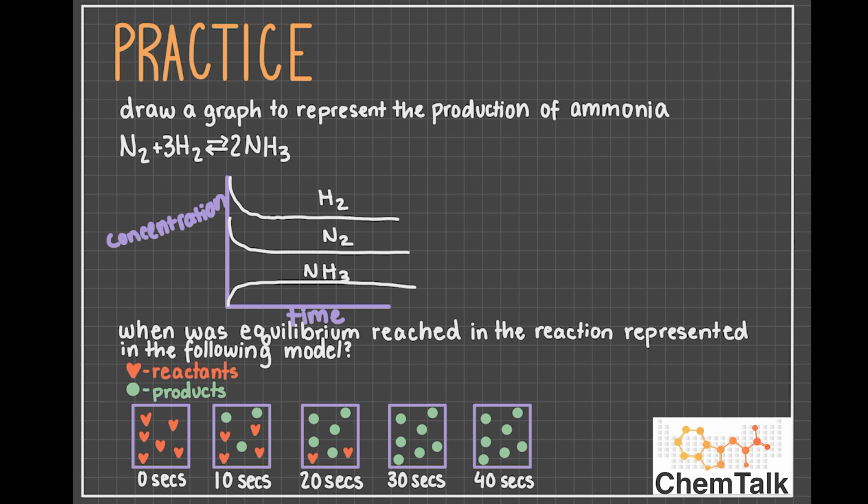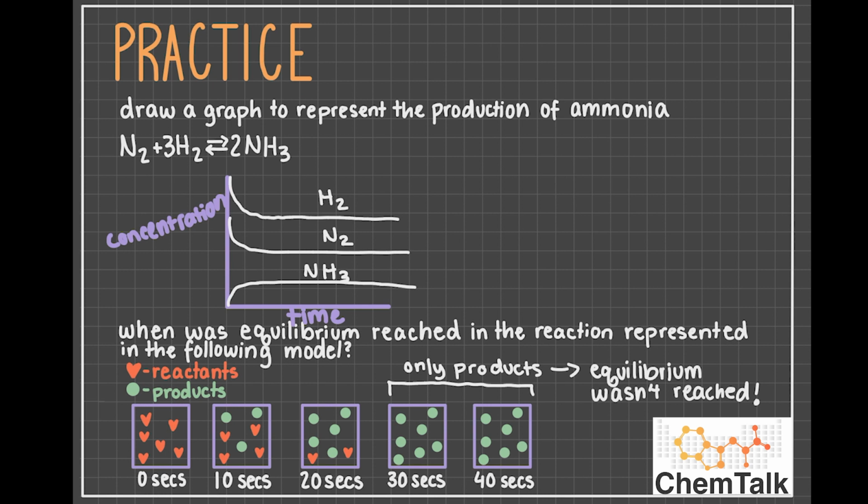This next problem asks us to identify when equilibrium was reached in the reaction represented by the model. So if you notice, from 30 seconds onward, we are only left with products in this reaction. Well, equilibrium only occurs in reversible reactions, and products and reactants have to be left over in reversible reactions. So this is actually a trick question. Equilibrium wasn't reached in this reaction since it's irreversible.